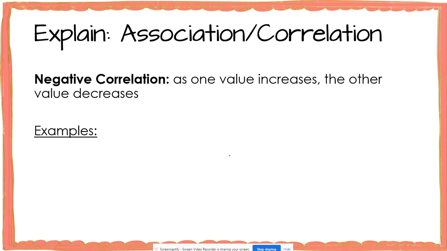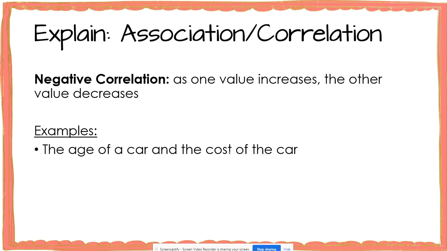Now let's look at negative correlation. With negative correlation, as one value increases, the other value decreases. Here's an example. The age of a car and the cost of the car.